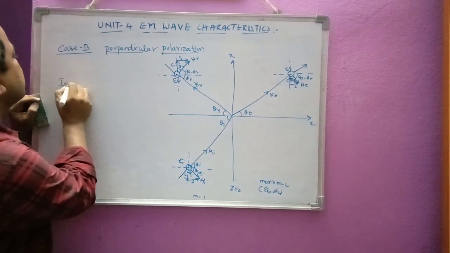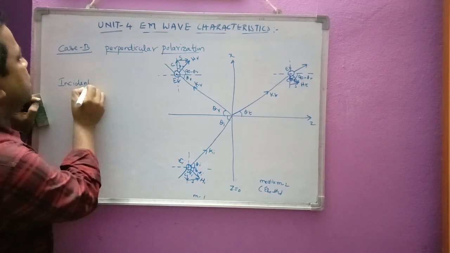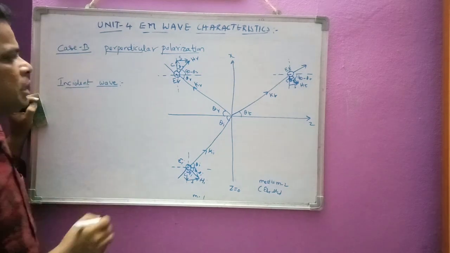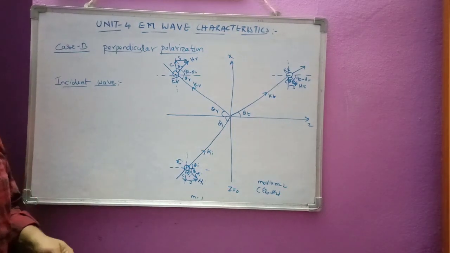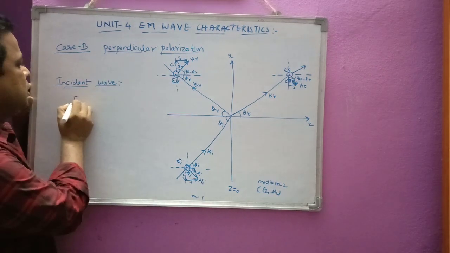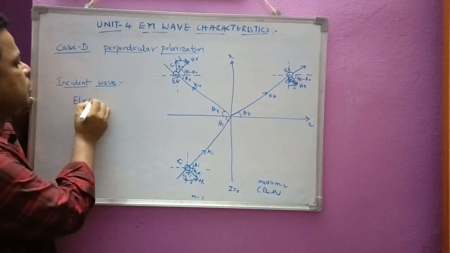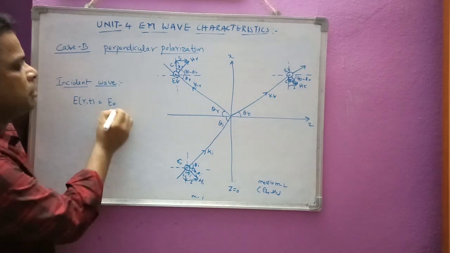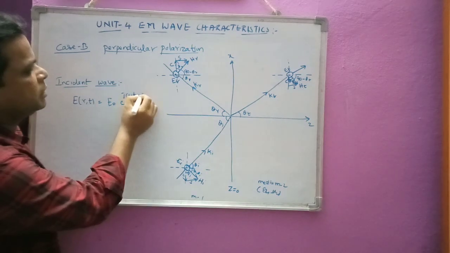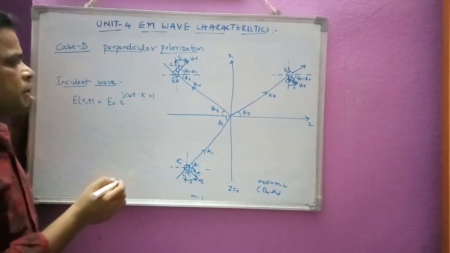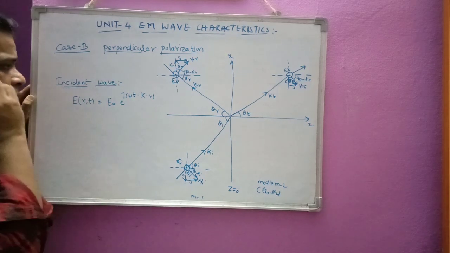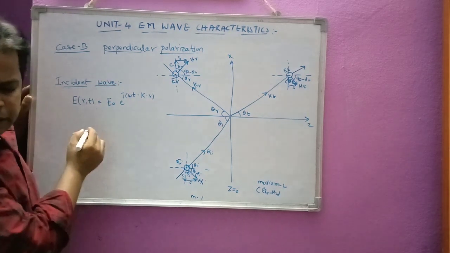Incident wave. So we are having incident wave electric field as well as magnetic field. So now here we know the general equation, E(r, t) we can write as E naught into e power j omega t minus k dot r. Now we are going to suppress the time factor. I am going to write ES here.